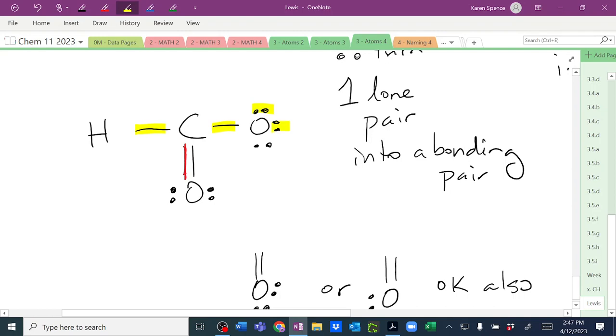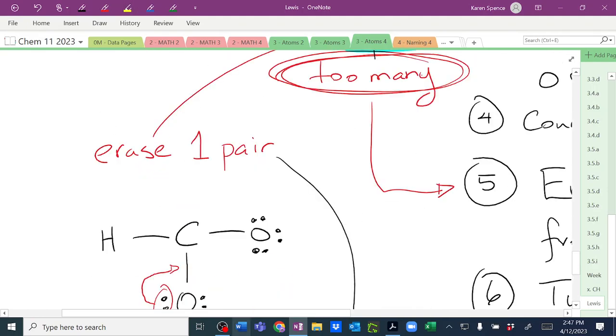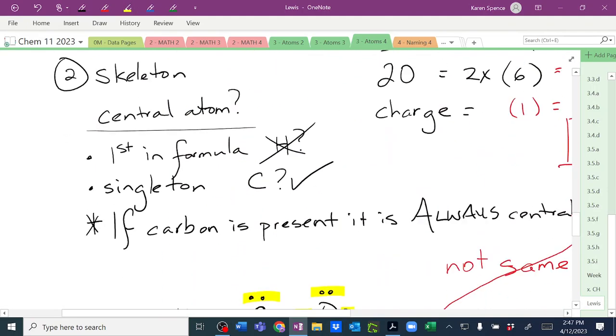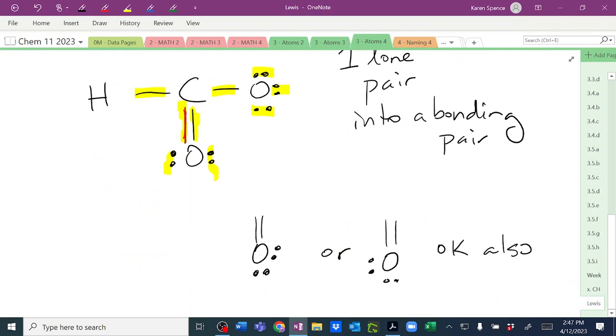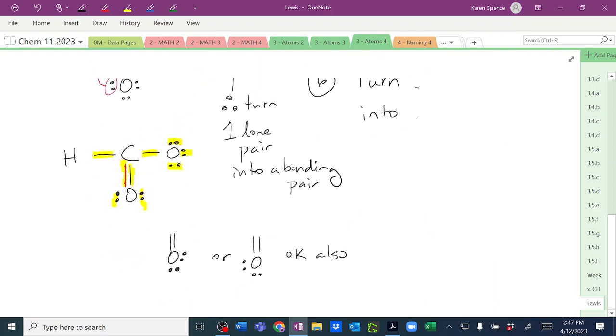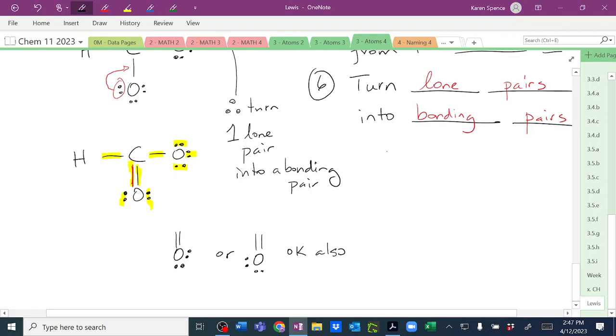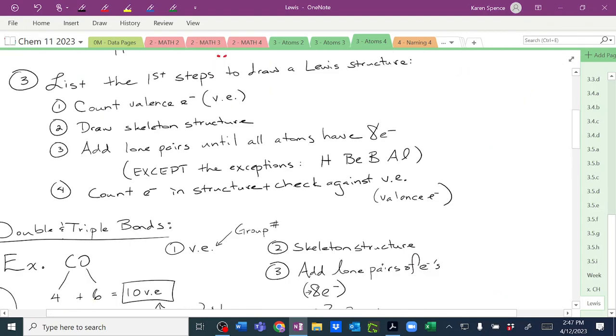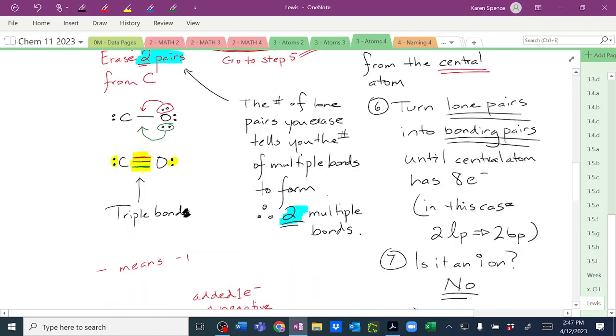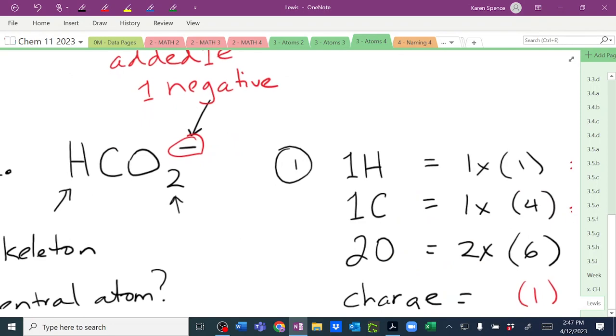Let's check the total number of electrons just to be sure. 2, 4, 6, 8, 10, 12, 14, 16, 18. And how many did we have? We had 18. Hooray! And the only thing I have to ask myself is step number 7. Is it an ion? I have to go back and look. Was it an ion? There it is. HCO3 minus. So yes, it is.